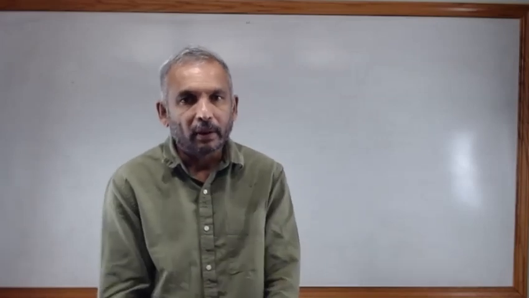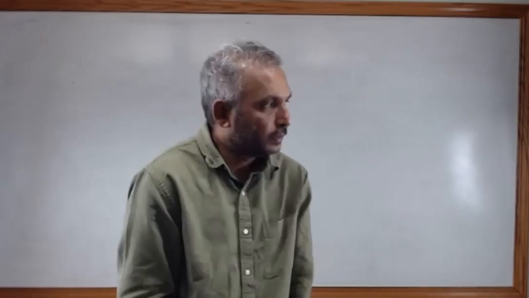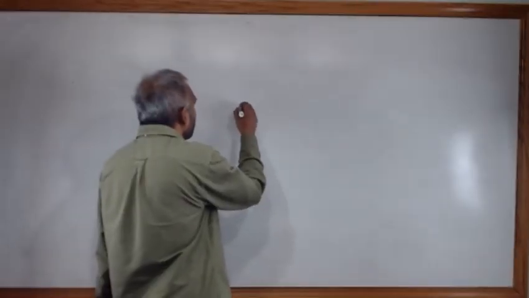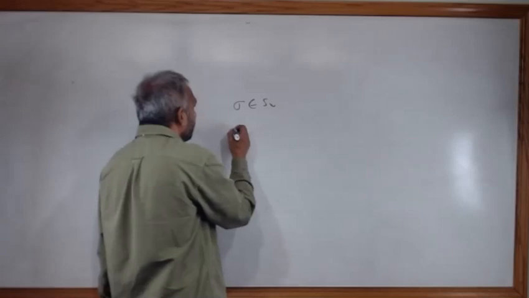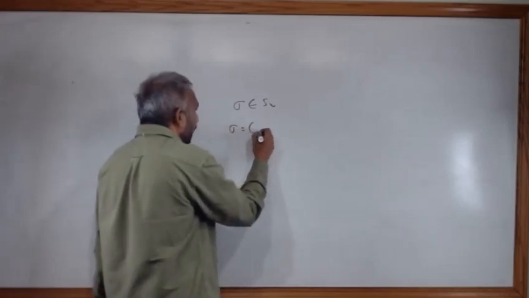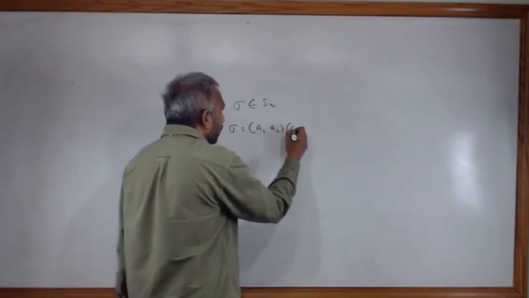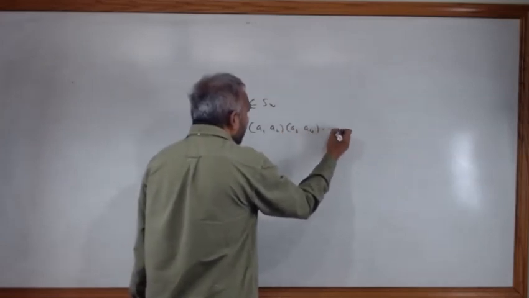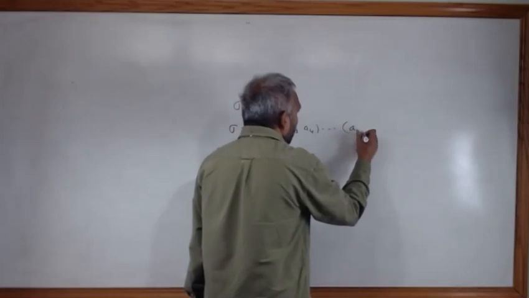We are going to end this chapter on permutation with a couple more results and some problems. So in the last class we found that any permutation can be expressed as a product of transpositions. So if sigma belongs to Sn, then sigma can be written as a product of transpositions.